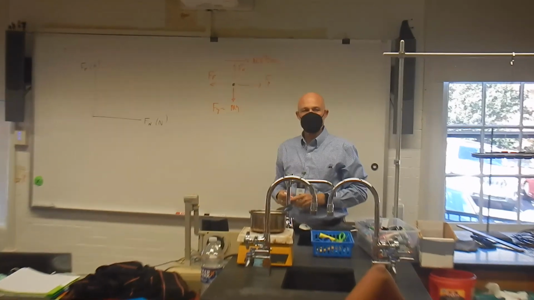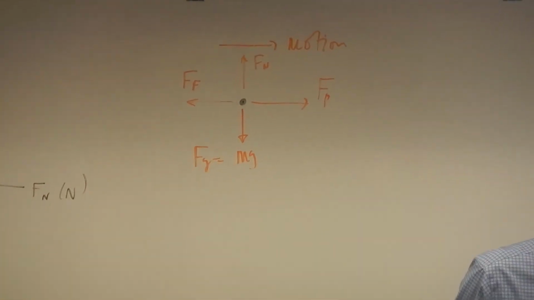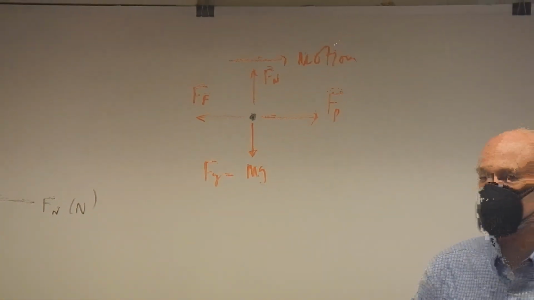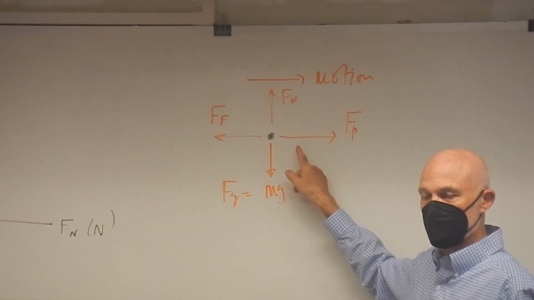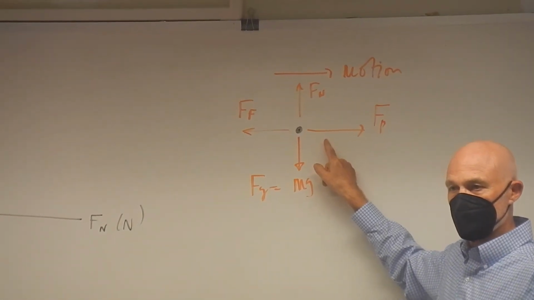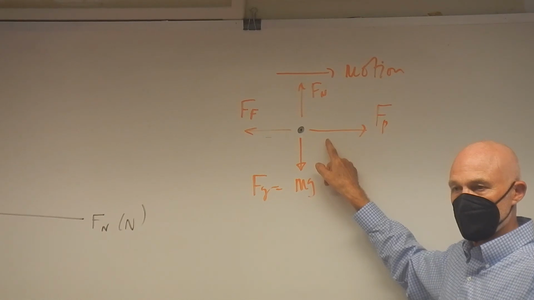They're equal. Why are they equal? Because they're all like opposites. What isn't it doing? Is it accelerating horizontally? Really?